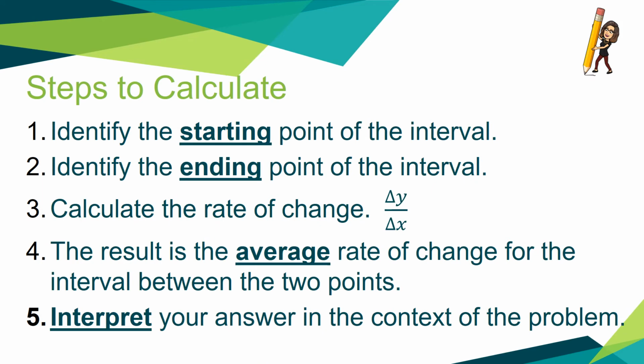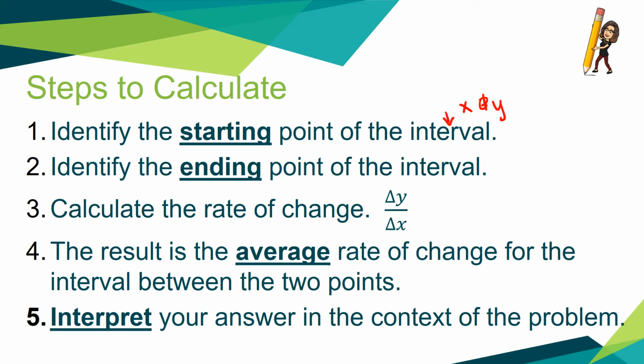So we have 5 simple steps when we're talking about calculating rate of change. The first step would be identifying the starting point of the interval, and for the interval we're looking for the starting point for both x and y. And that would be the same for our second step, identifying the ending point of the interval for both x and y. And then the third step would actually be calculating my rate of change.